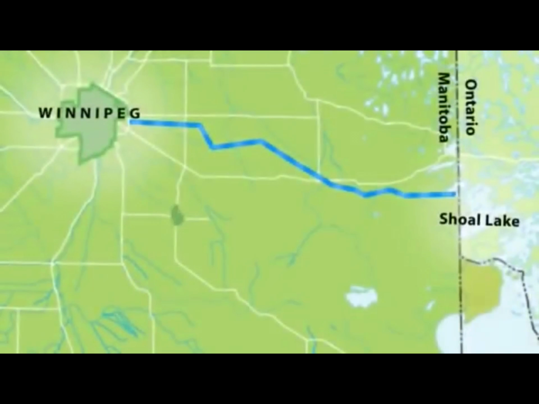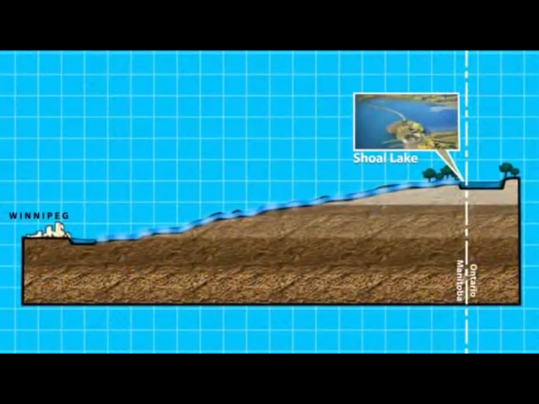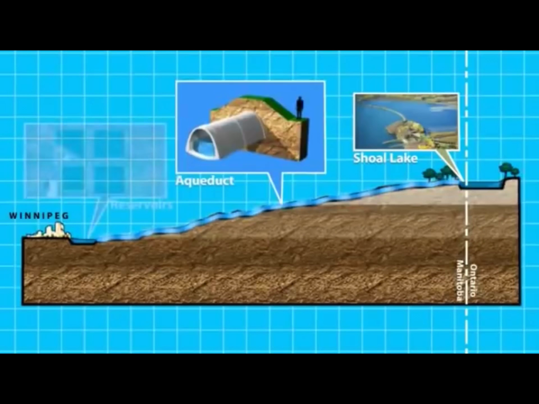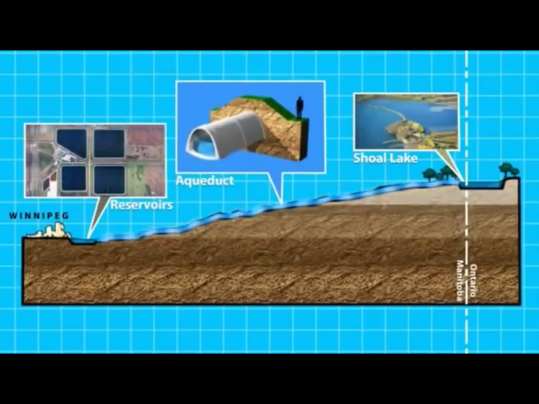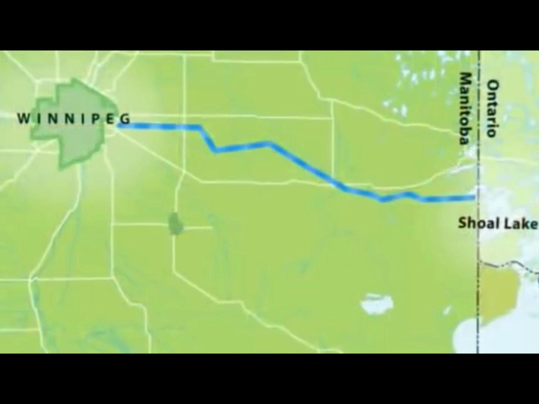Shoal Lake has been our source of water since 1919. It's located 136 kilometers from Winnipeg at the Manitoba-Ontario border and is approximately 92 meters higher than Winnipeg. Water flows downhill from Shoal Lake through an aqueduct into 4 large reservoirs next to the treatment plant. The aqueduct is a large concrete pipe that carries up to 386 million liters of water per day to the reservoirs.